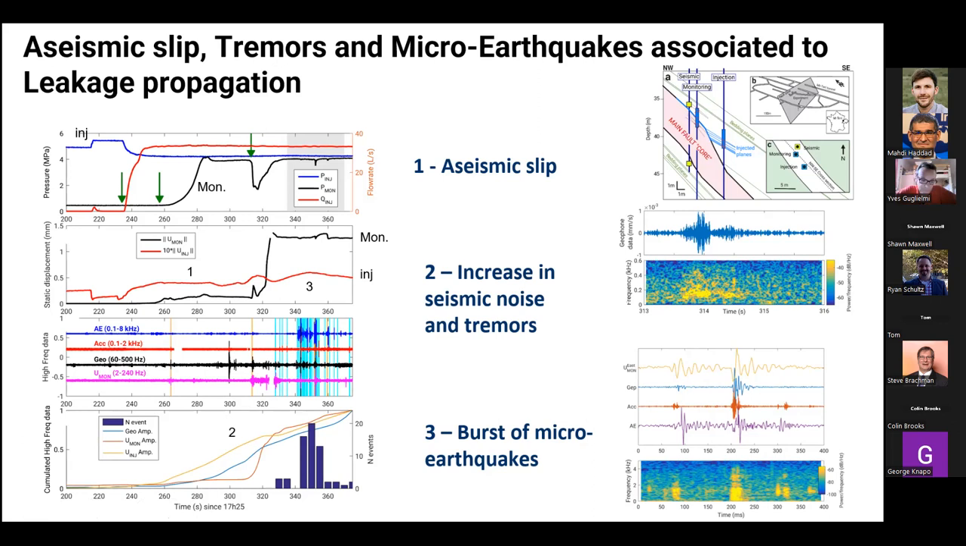way after you have that big displacement and that big pressure drop at the monitoring point, you see the histogram here showing when we have most of the seismicity. If you go to the lower right of the image, you see more classical seismicity, like micro earthquakes, bursts of micro earthquakes. So there is a kind of chronology that we see here. First, aseismic slip, then an increase in the noise and tremors, arrival of the pressurized water, and then a burst of micro earthquakes.